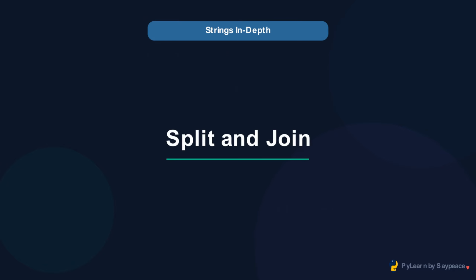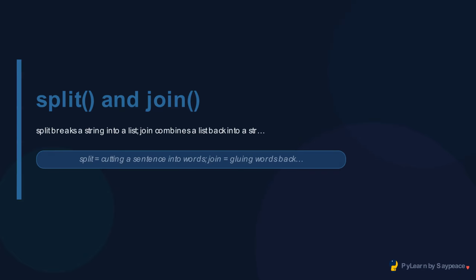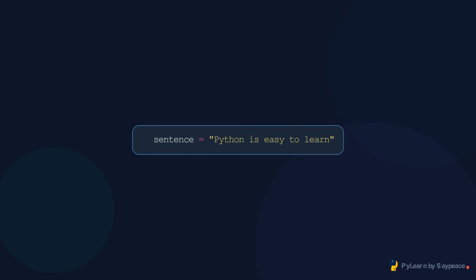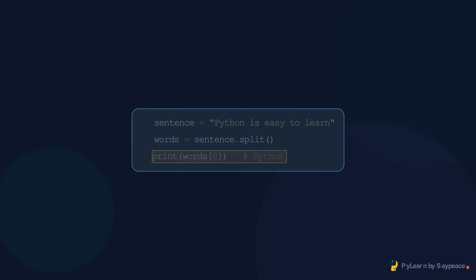Welcome to split and join. Split and join are a pair. One takes a string apart into a list of pieces. The other reassembles a list of pieces back into a string. Together they are essential for parsing and formatting text. A sentence we want to break into individual words. Split with no argument splits on white space. Words is now a list. Python is easy to learn. Access individual words by index.